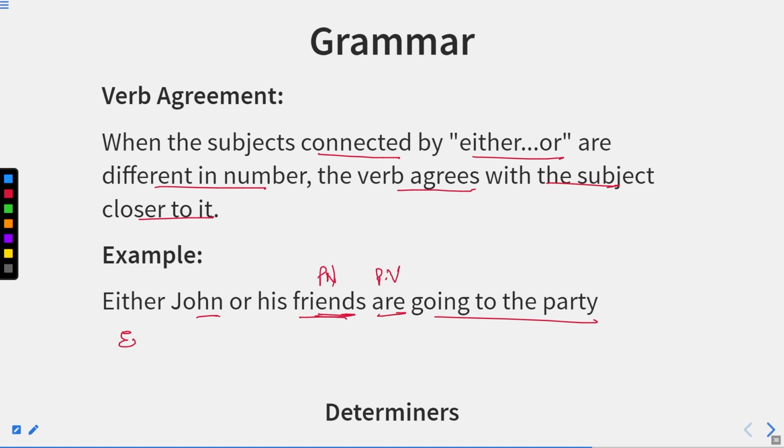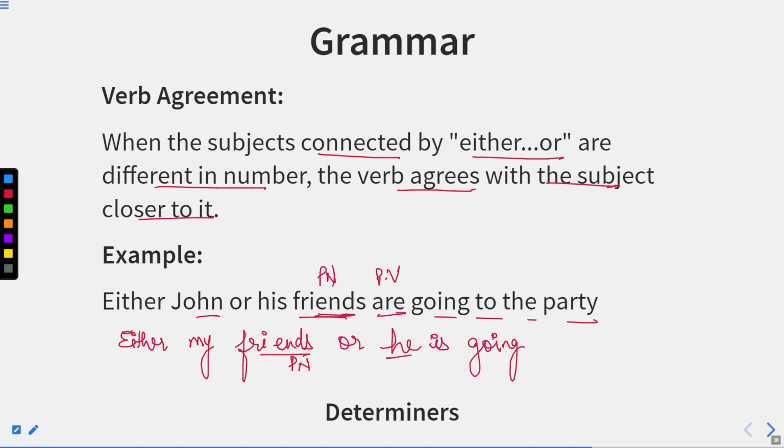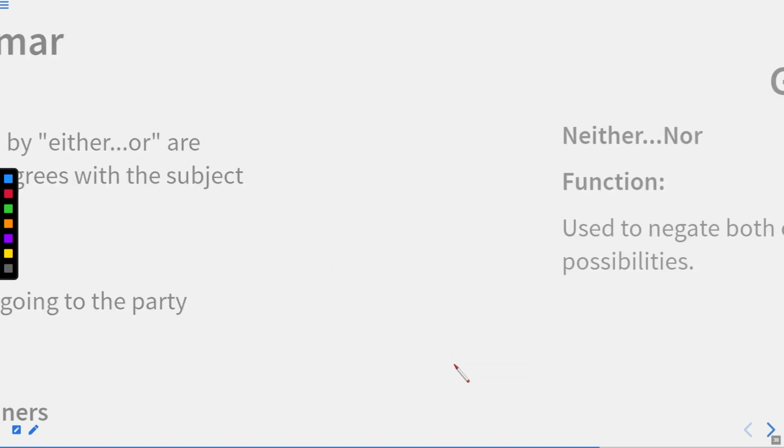If I say either my friends or he, now here we can see that it is written friends, which is plural, but the second subject is singular, so we are using a singular verb with it. So this is how we can use these structures.